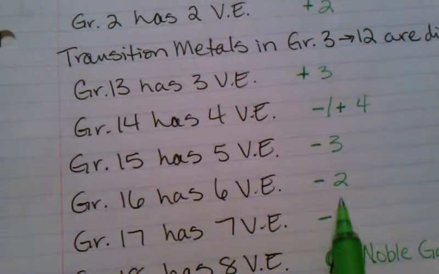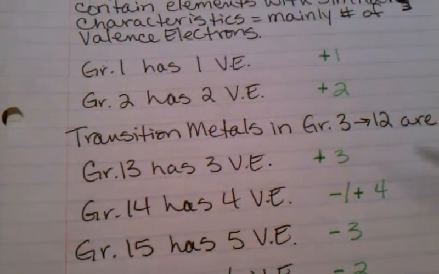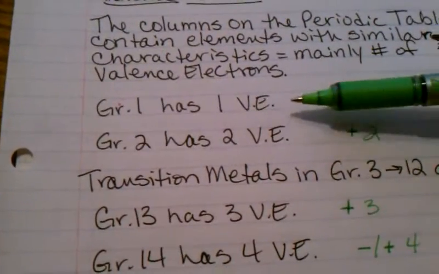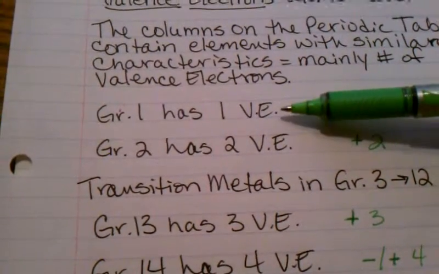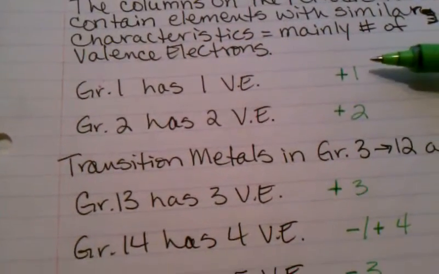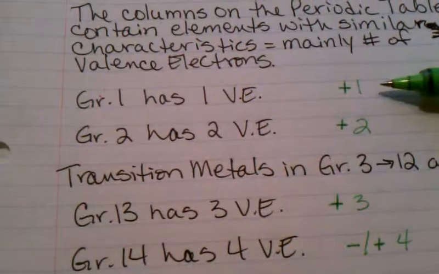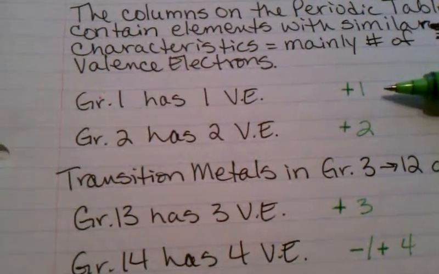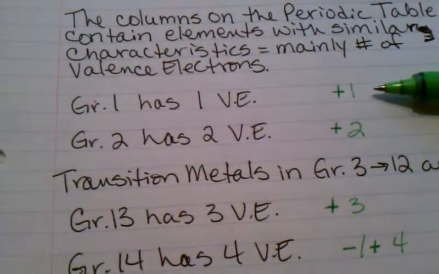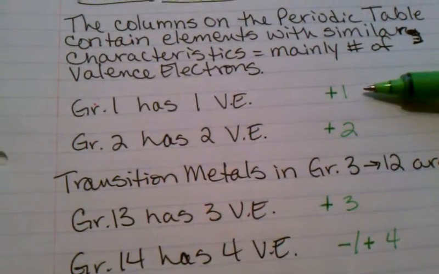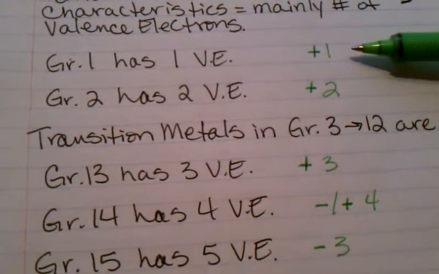And so what I've done now is I have written little positive and negative numbers out here, which simply means if an element in group 1 gives away its one valence electron, it becomes a positive 1 ion because it gave away one electron, which means it now has one less electron and it has more protons than electrons. So its overall electrical charge is now positive 1.